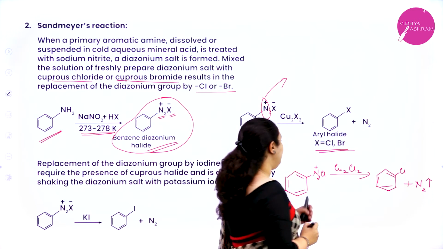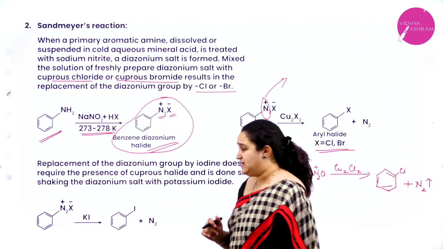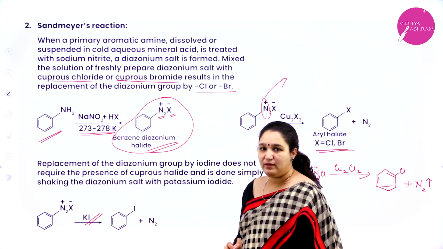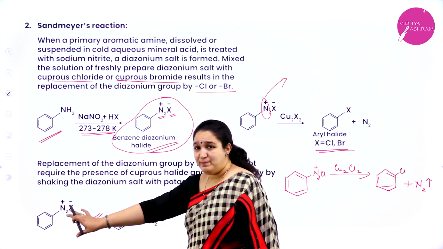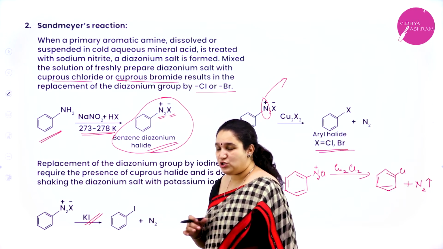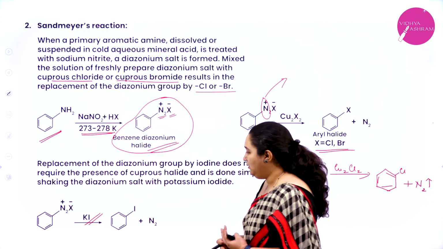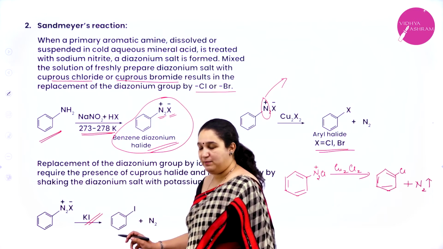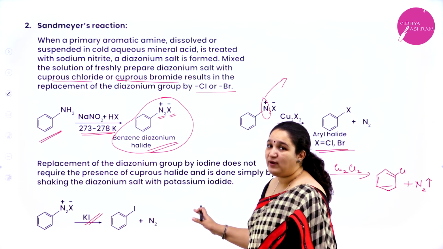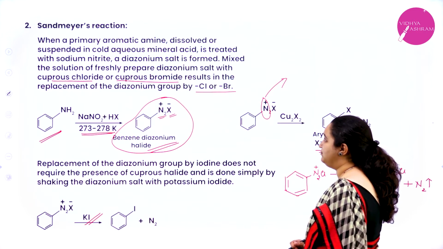Now, if you want to get iodides, that is an iodine group attached to the benzene ring, then you take benzene diazonium halide and treat it with potassium iodide. Here we are taking benzene diazonium halide, adding potassium iodide, and shaking the solution. No need to add any cuprous halide as the catalyst here. The halogen will get replaced and nitrogen will be liberated. This is to get iodide as the substituent. Clear? So that is Sandmeyer's reaction.